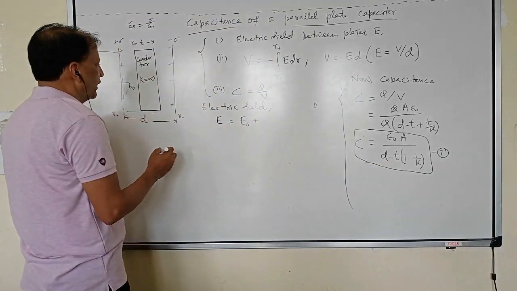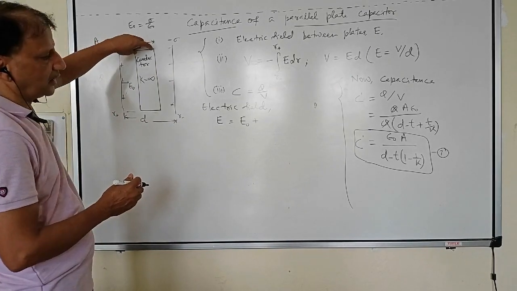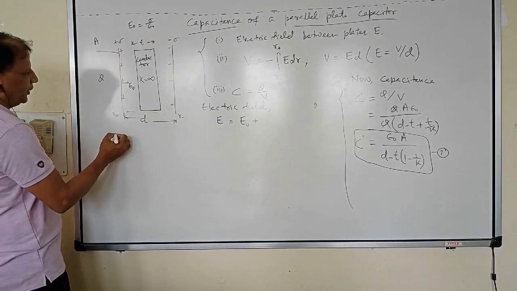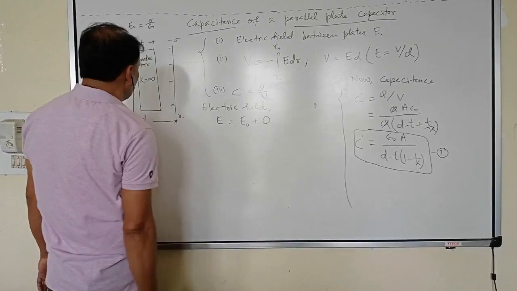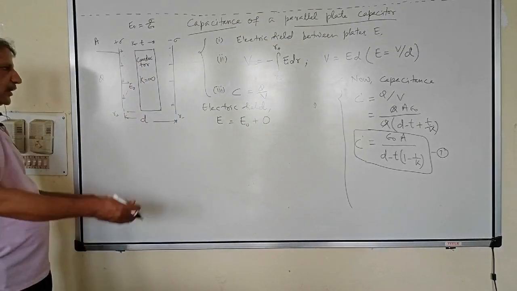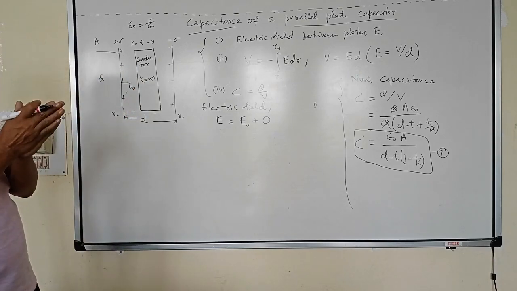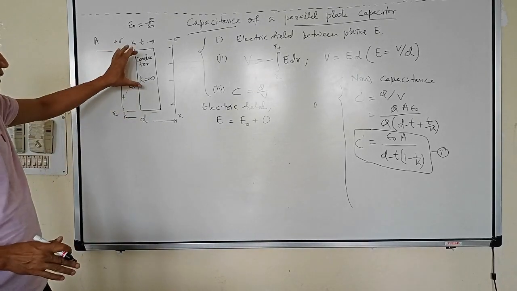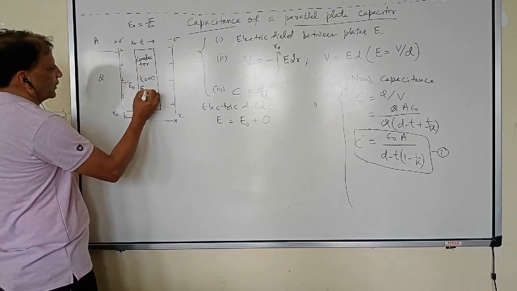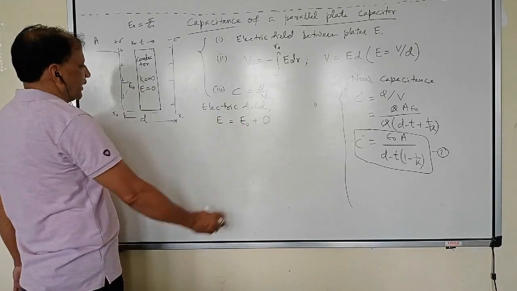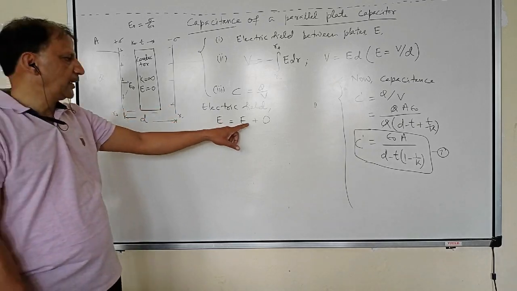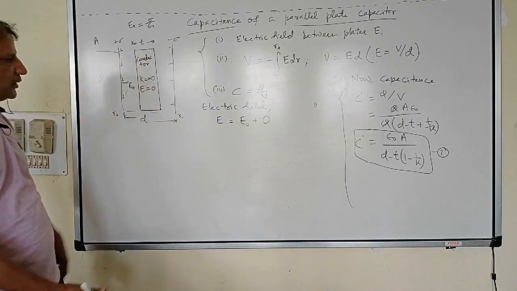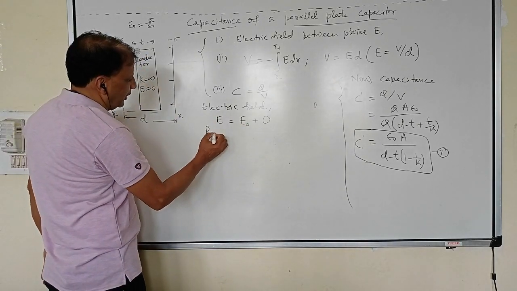So what will be the electric field in this case, here in this space? Inside the conductor, the net electric field is always 0. So the net electric field E0 operates in this distance D minus T, and the electric field is 0 inside the conductor.